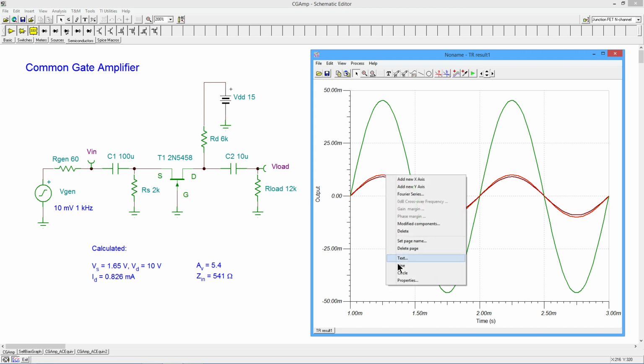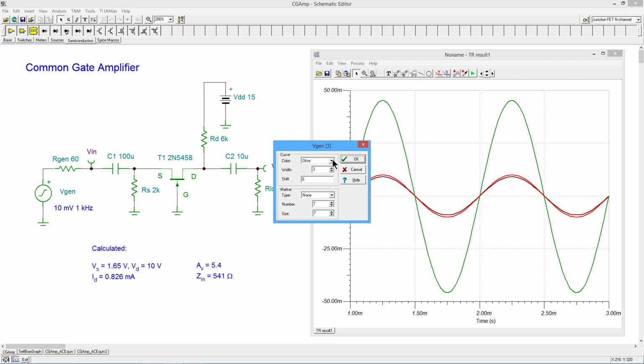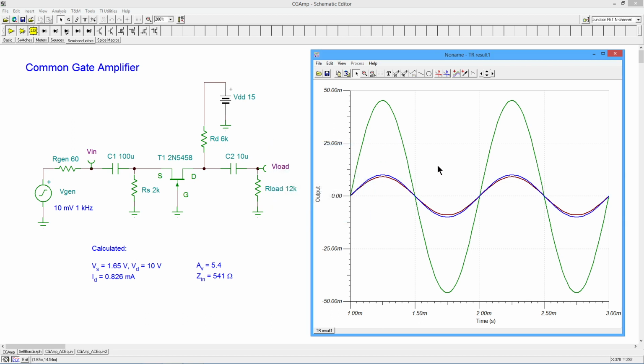So I'm going to change the color of that one. Let's use something, how about blue? That'll work. Oh, that's much better. All right, put our legend out here so we can see what's what. So that blue is the generator. That should be the 10 millivolts. The maroon is Vin. We can see that's just a little bit down. And then V load is this much bigger signal.